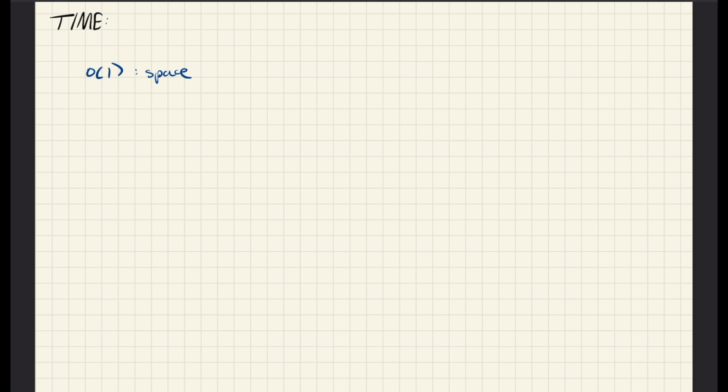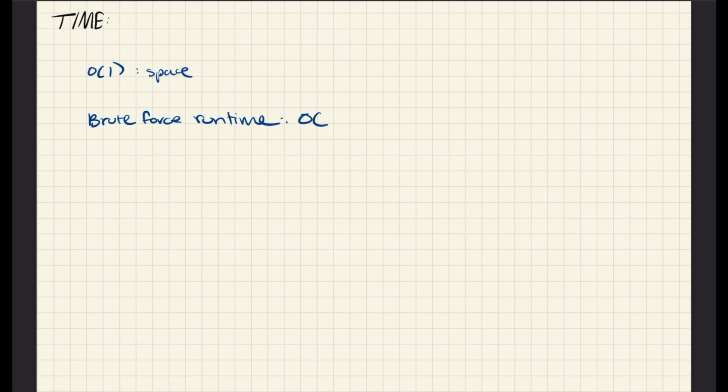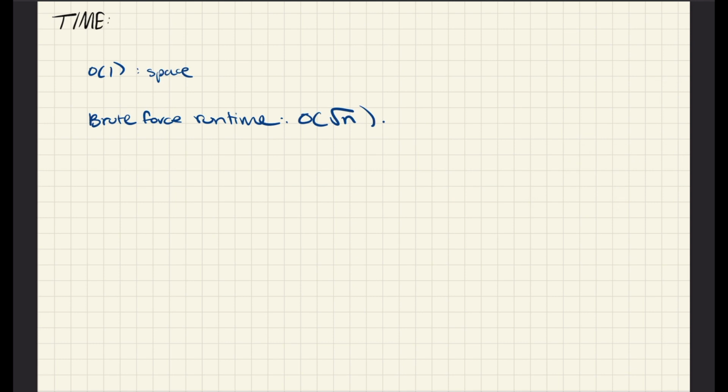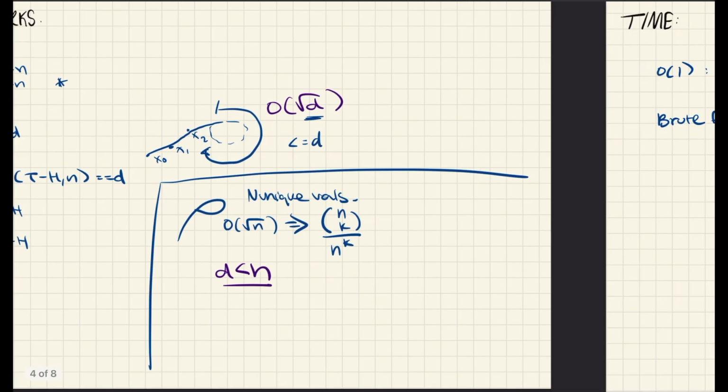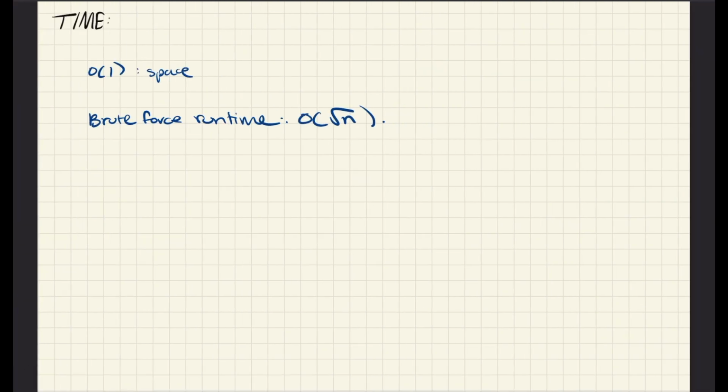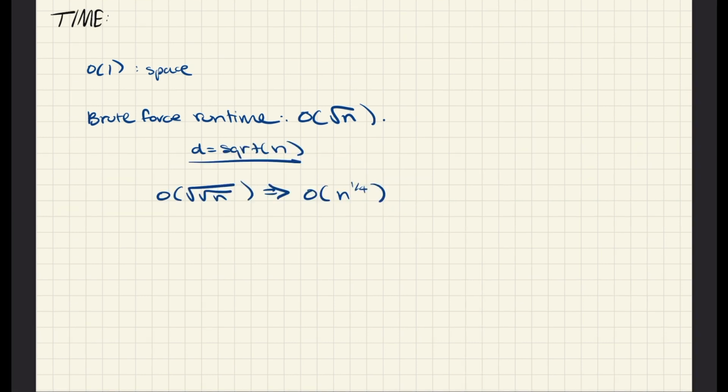In general, we are comparing this method to the brute force method, which would have the runtime of O of square root of n. Now, keep in mind for this algorithm, we are basically looking at the collision for the second cycle here. So we would not be looking at the square root of n, but we would actually be looking at the square root of d. Now you can note that the largest value d can take on is the square root of n. So you can simplify this down to O of n to the 1/4 time.